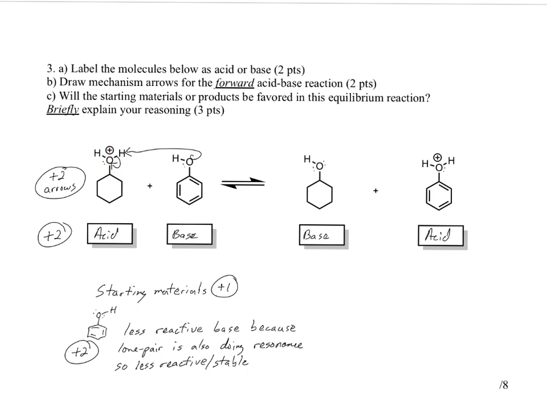even though there's a plus charge in the oxygen. The electron deficiency is at the hydrogen. So this is an acid, this is a base. Acid again, plus charge, base. So the arrows and the labeling there.